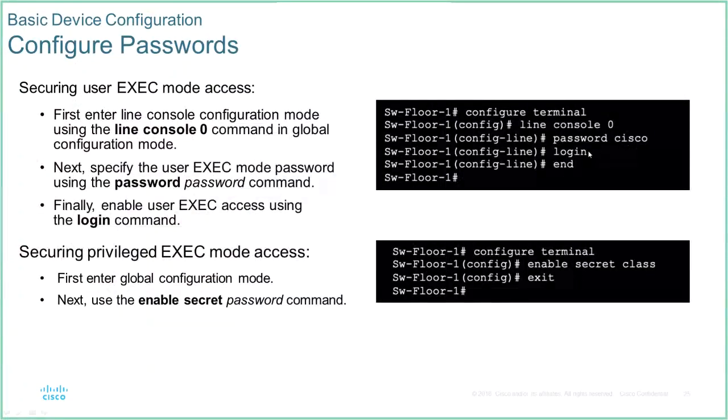So that's the command structure. Line console 0, password, Cisco, login, and so we're telling the device that whenever a person connects via the console port, prompt the user for a password before proceeding. As I said before, whenever we change modes from user to privileged, prompt the user for a password.